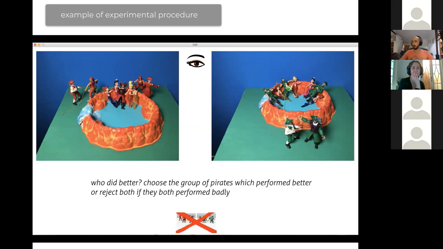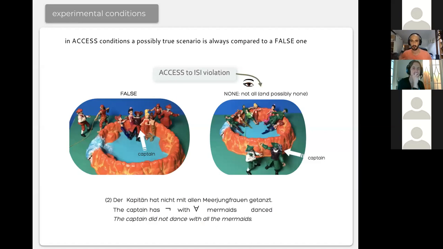Was it the red group, the green group, or if they both performed badly, don't pick any of them. And we know that children can do this from 4 years of age because we tested this with much younger children. So we know that this task works, and then we wanted to use it to explore scalar implicatures. Now I'm going to tell you something about the experimental conditions that we have. The one that I just showed you is called access to indirect scalar implicature violation. We call it the none condition because the captain is dancing with none of the mermaids, or is interacting with none of the objects.